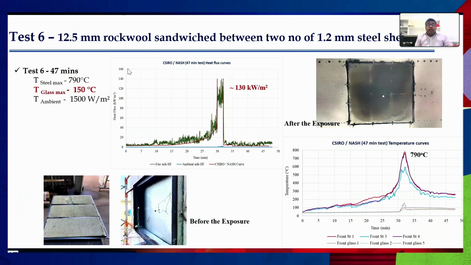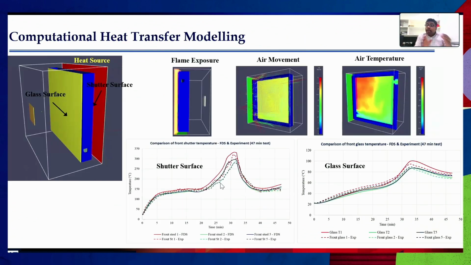And then when you had the two steels and the rock wool, the last test, again, the fireside temperatures were 790 and the glass temperatures were 150 degrees Celsius. So that itself shows that a composite panel will survive the bushfire flame zone exposure. Of course, the fittings arrangements and the connection arrangements have to be worked out. It's a simple system, but it will for sure satisfy.